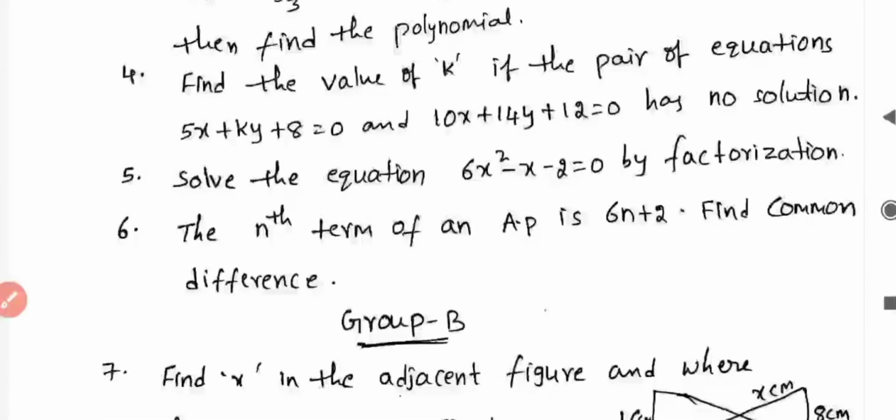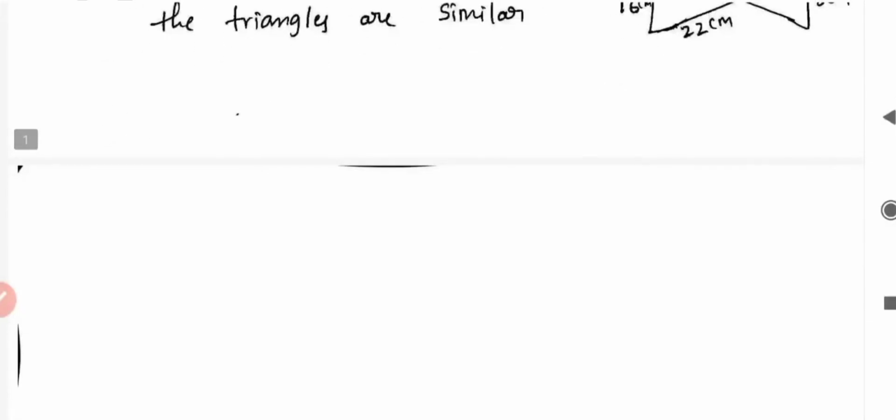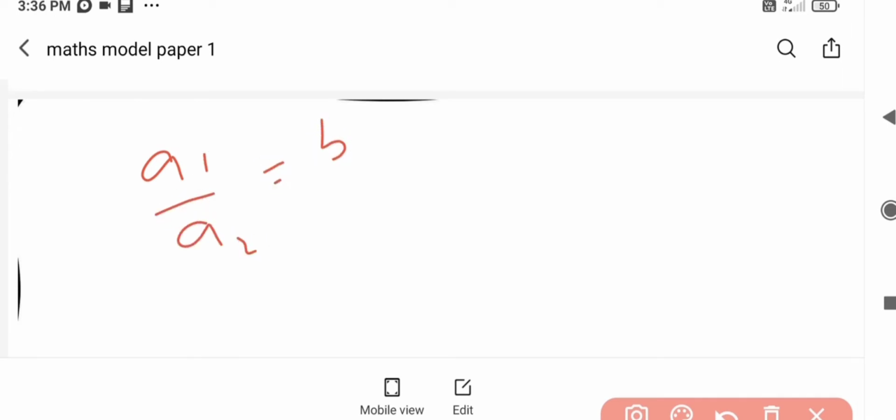fourth one, find the value of k if the pair of equations 5x plus ky plus 8 equals 0 and 10x plus 14y plus 12 equals 0 has no solution. Has no solution means what? The two lines are parallel. Parallel condition: a1 by a2 equals b1 by b2, not equal to c1 by c2.